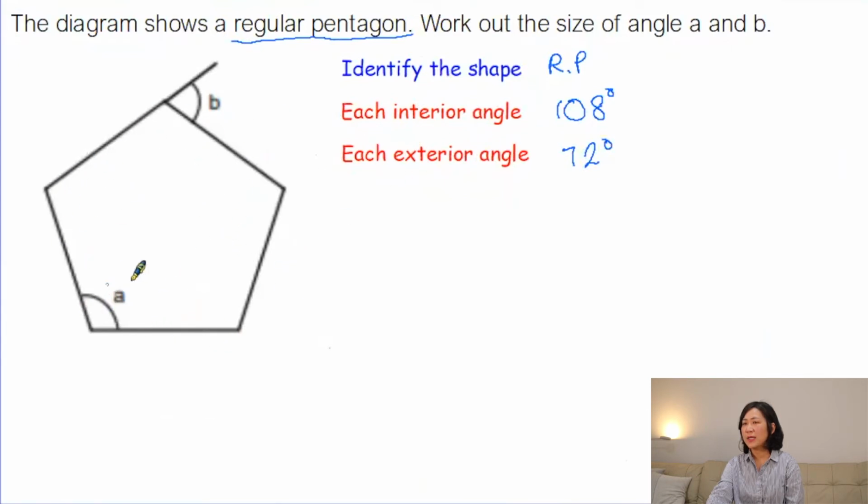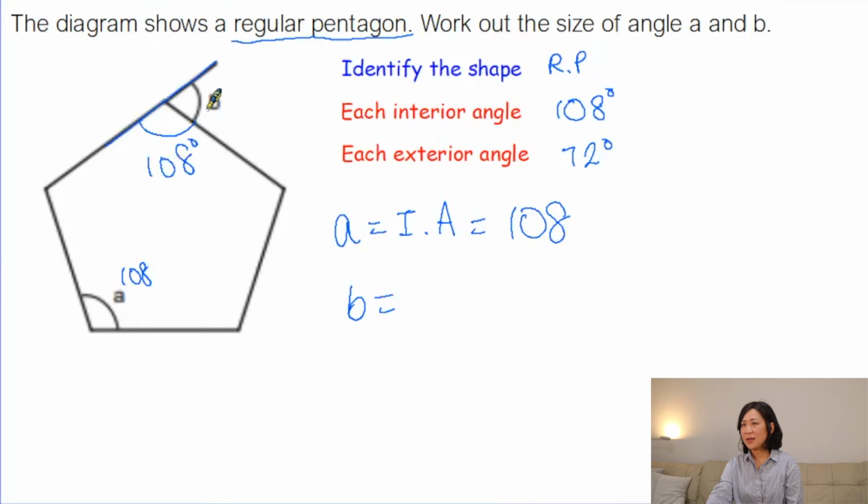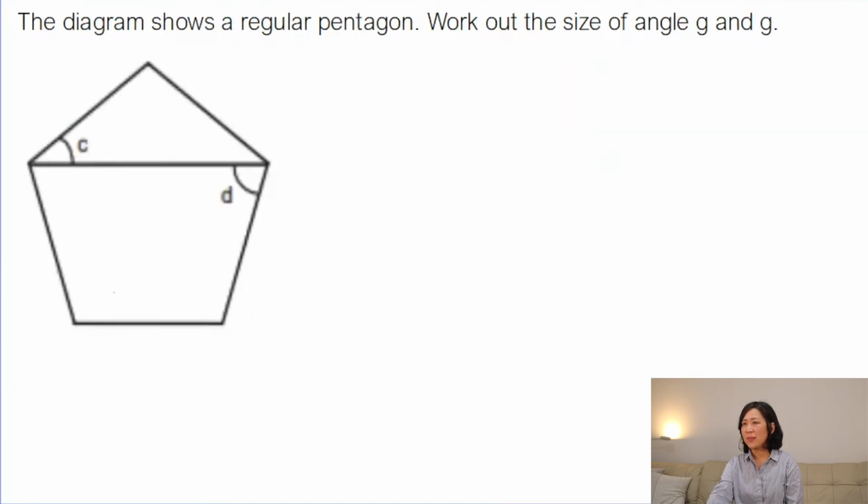Now we need to find the size of angles A and B. Can you spot that? Angle A is one of the interior angles of a pentagon, that's why it's 108. Then you notice that B is the exterior angle, right? So the exterior angle is 72. And this one, so identify the shape.